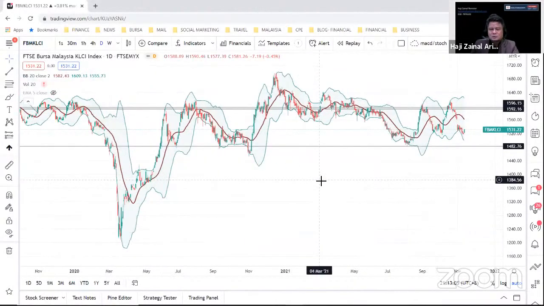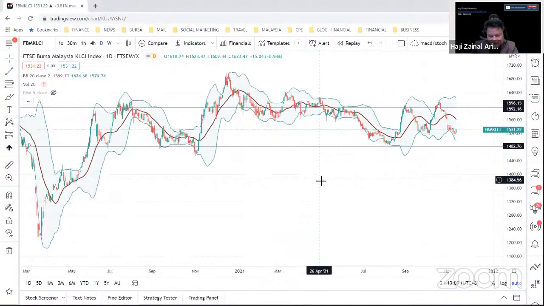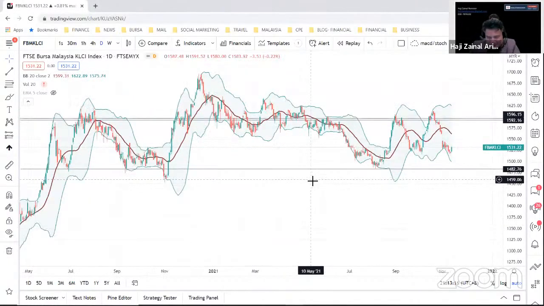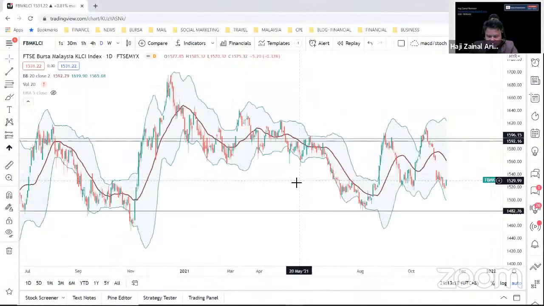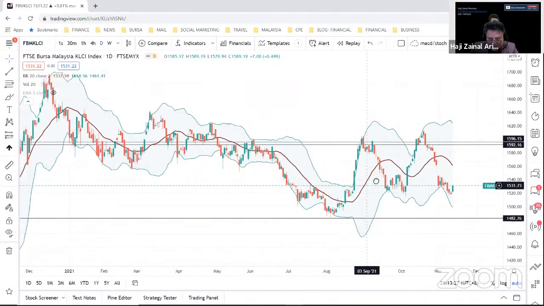As I said earlier, the 20 days Bollinger Band is considered short term. You look at the chart. You look at the index first before we look at the shares. The first one, remember, is what we call overextended. Where is overextended? Yes, this one. For example, here you can see that there is overextended.